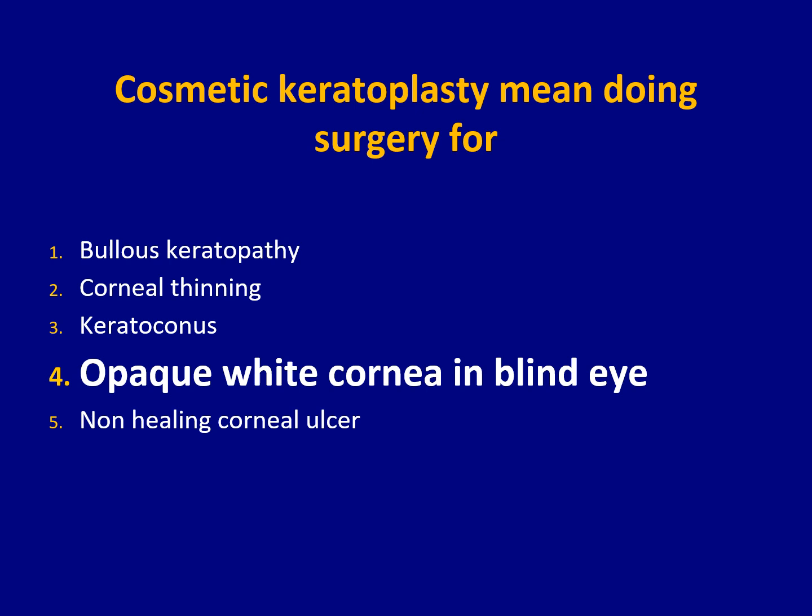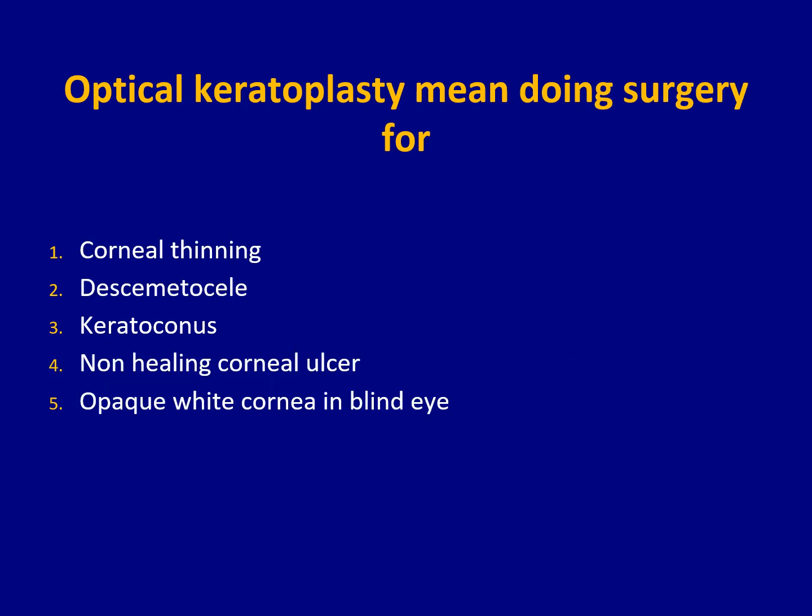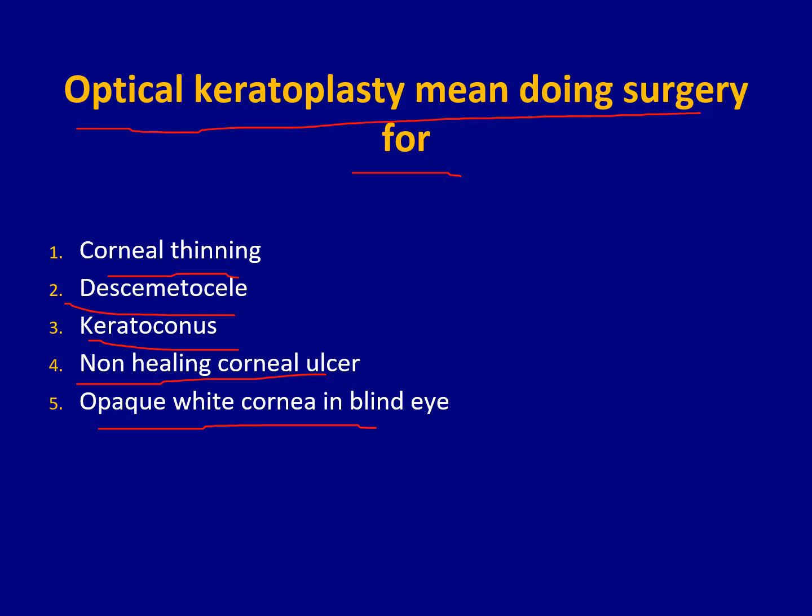Next MCQ. Optical keratoplasty means doing surgery for corneal thinning, descemetocele, keratoconus, non-healing ulcer, or opaque white cornea in blind eye. Because it's an optical one, so keratoconus is a condition in which you do optical purposes keratoplasty to improve the vision, while the rest are other indications, so that would be the answer.